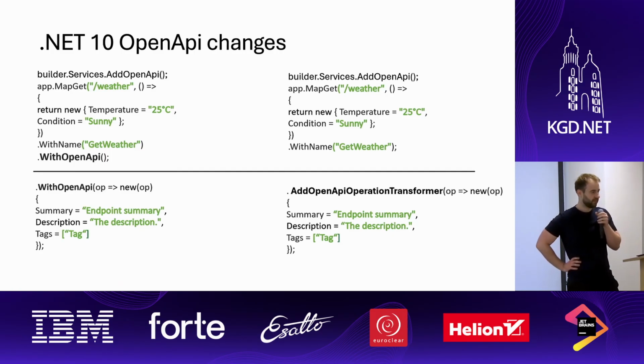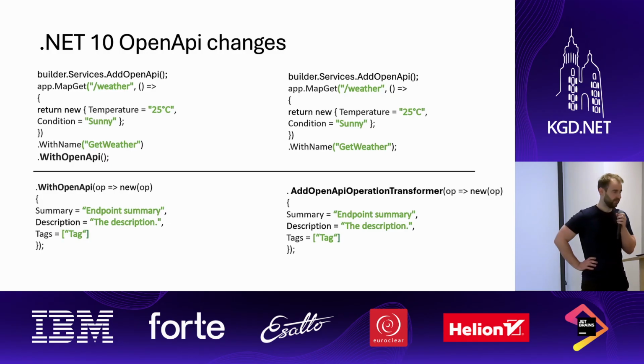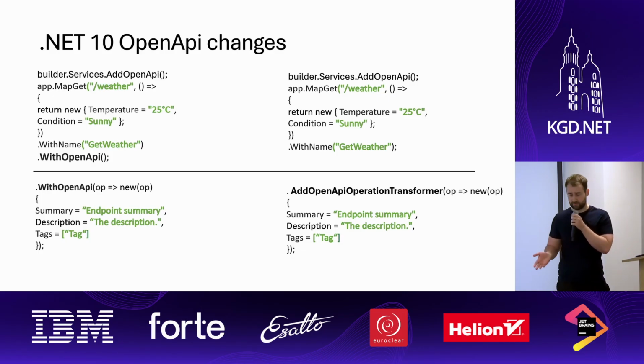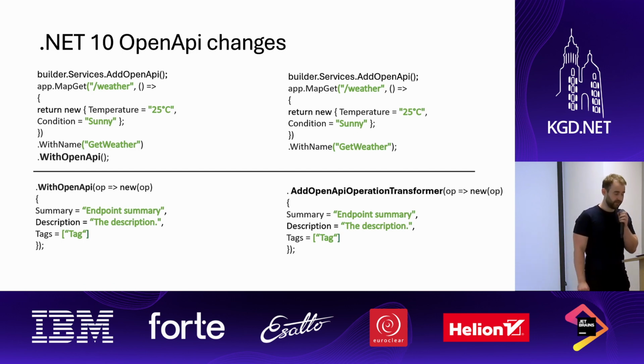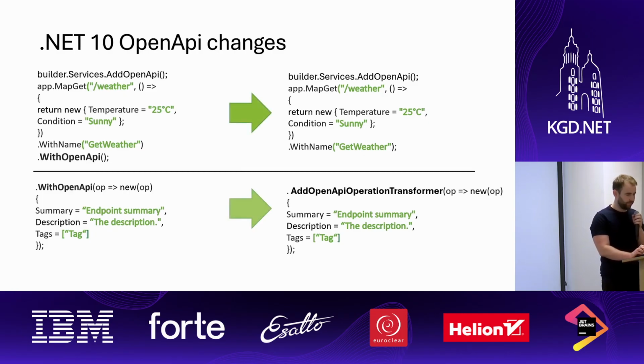Well, in .NET 10 we have changes for OpenAPI. So I think it's the most commonly used library here. So now you can see that this WithOpenApi method is now abandoned. It is deprecated, and it's not a breaking change. It will still compile, but you will get a message that it is deprecated. And we have this configuration delegate renamed.